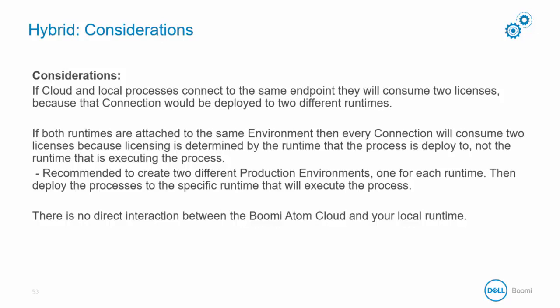Similarly, if both runtimes, your local and your Boomi Atom Cloud, are attached to the same environment, perhaps your production environment, then every connection will consume 2 licenses because licensing is determined by the runtime environment that the process is deployed to. In this case, your runtime environment is both the local Atom and the Boomi Atom Cloud. It's not calculated simply by the runtime that is executing the process.